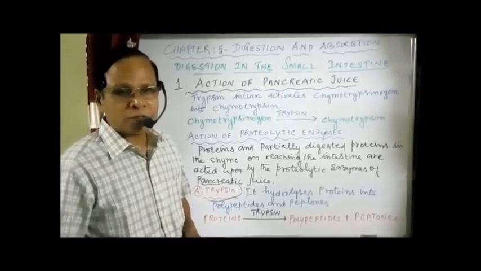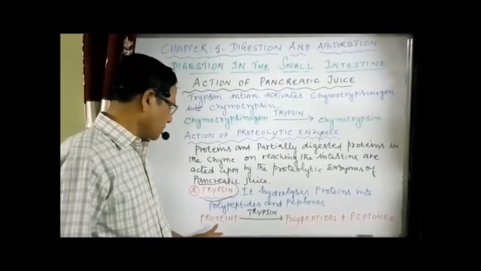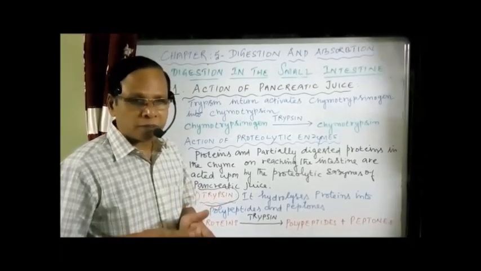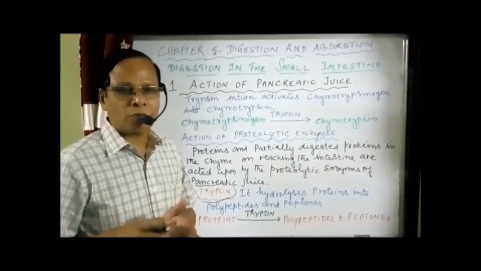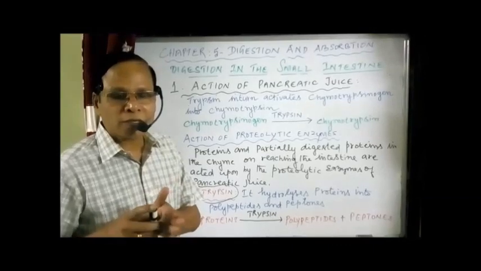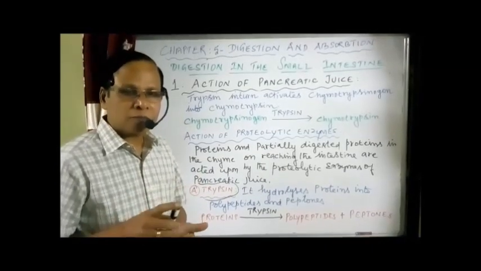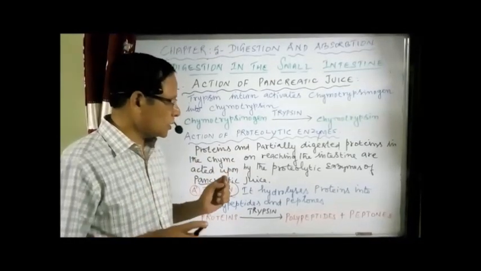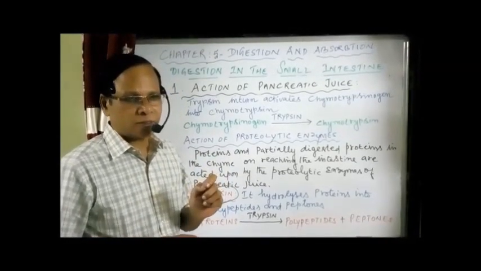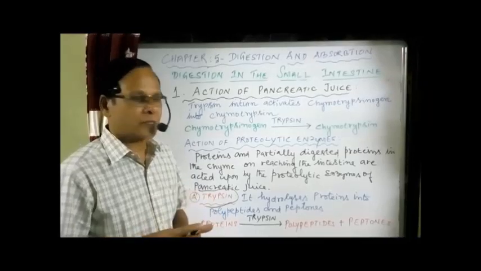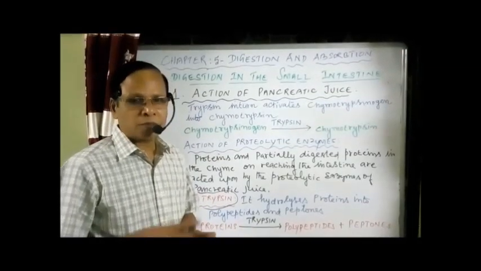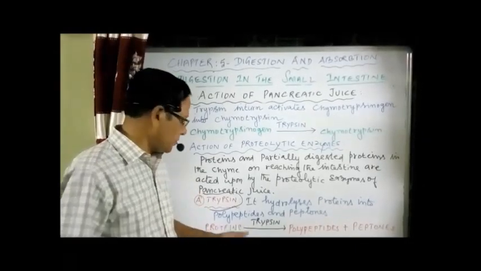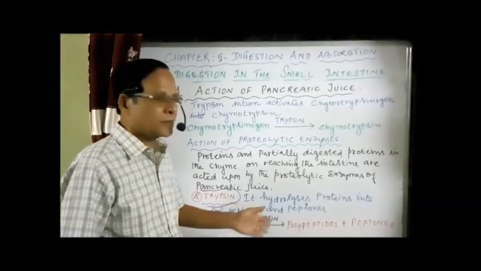Likewise, chymotrypsin is also responsible for the breakdown of proteins into polypeptides and peptones. But it hydrolyzes only the peptide bonds associated with specific amino acids. It doesn't break the peptide bonds between all the amino acids, only those between specific amino acids, for example tyrosine, tryptophan and phenylalanine. That's the only difference between trypsin and chymotrypsin.